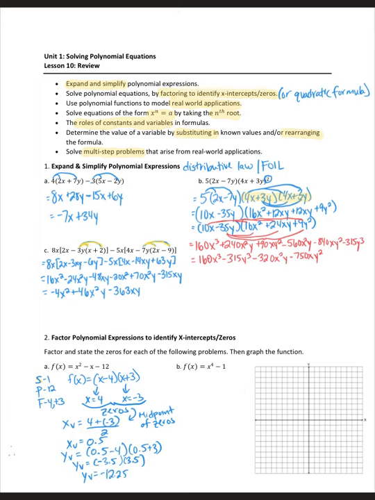So we can say, therefore, our vertex is 0.5 and a negative 12.25. Okay, so let's graph that. So let's first graph our zeros. So our zeros are at positive 4, 1, 2, 3, 4, and negative 3. And then our vertex is at a positive 0.5 and a negative 12.25, which is going to be somewhere down here.